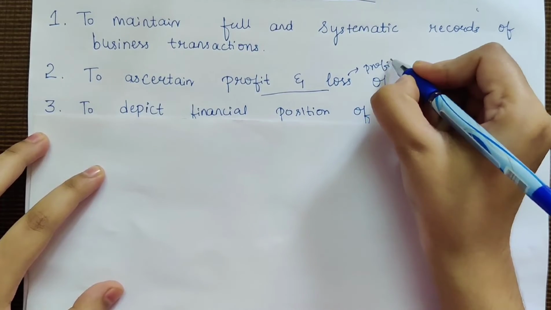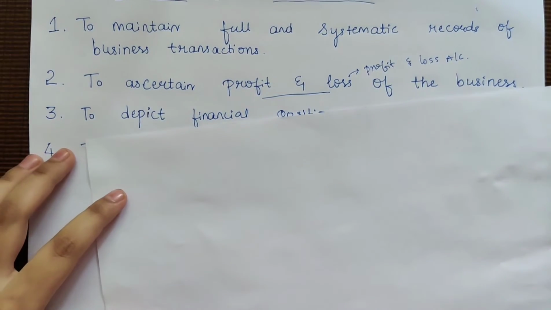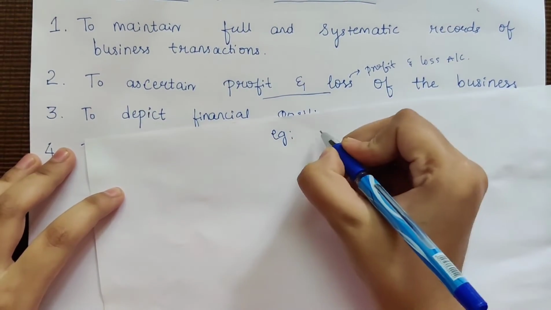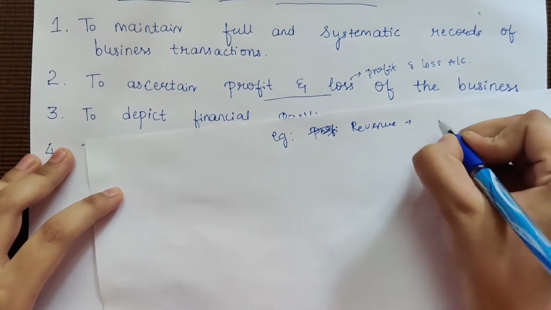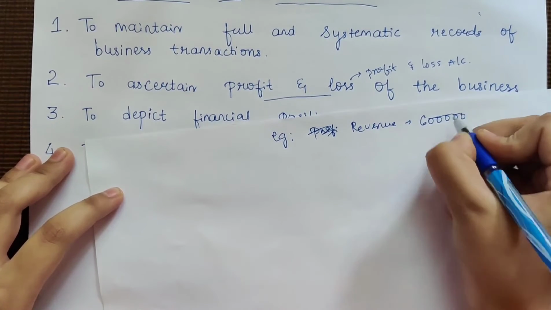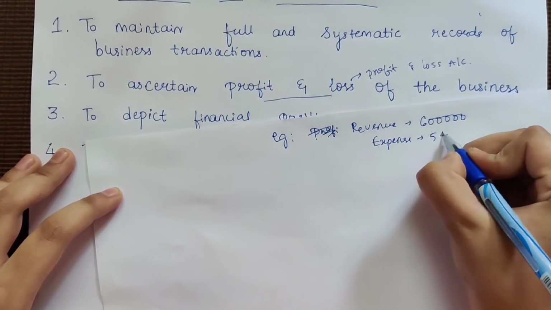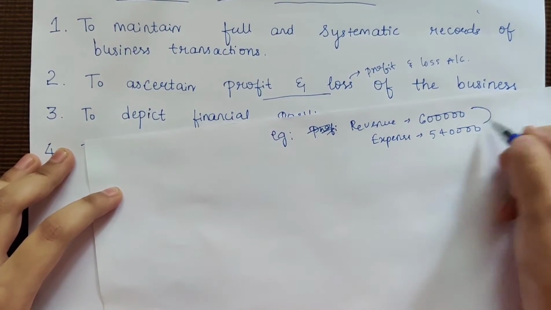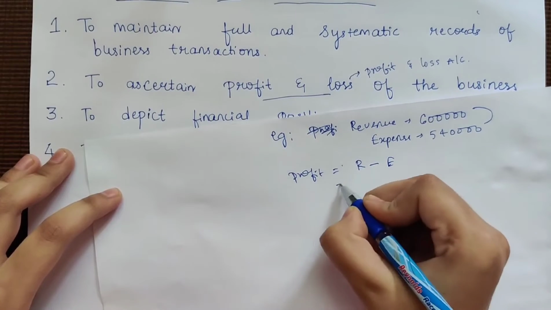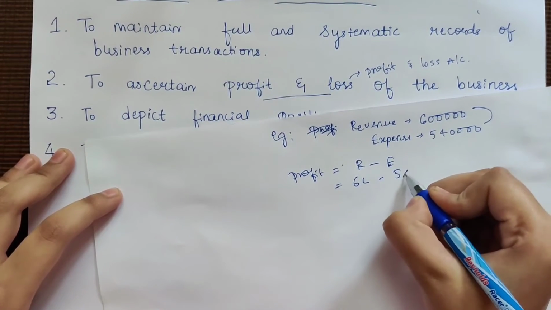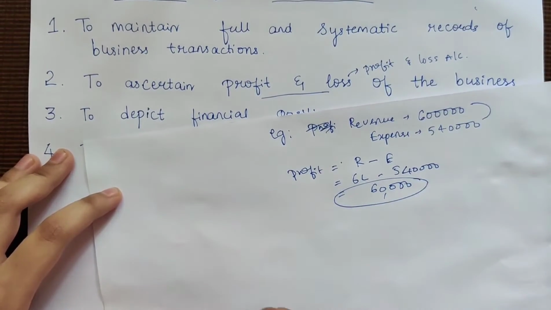So how do we prepare the profit and loss? By preparing a profit and loss account. So here is an example of that. Suppose a business has earned revenue of 6 lakh rupees and the expenses of the business are 5 lakh 40,000 rupees. So the profit is nothing but revenue minus expenses. So 6 lakh minus 5 lakh 40,000 will be 60,000. So 60,000 is the profit of the company.